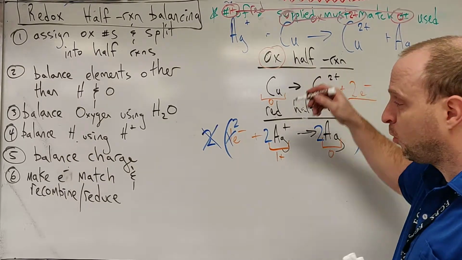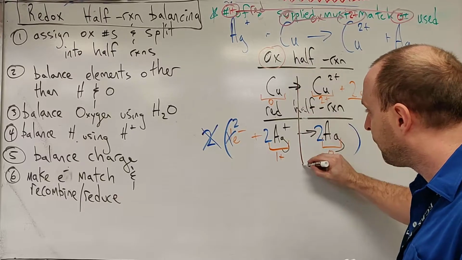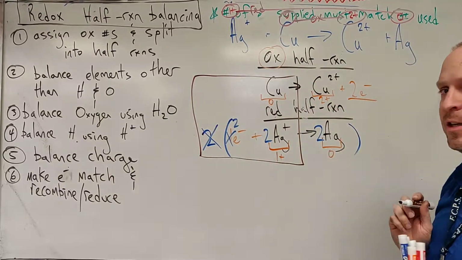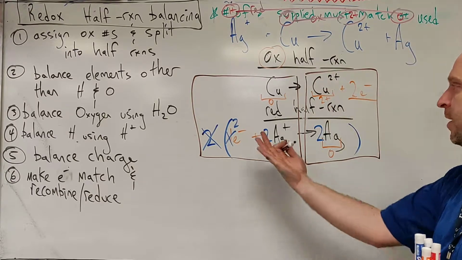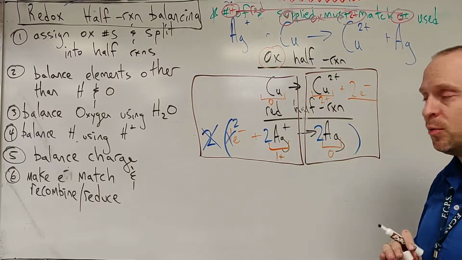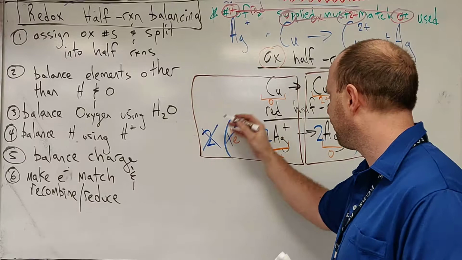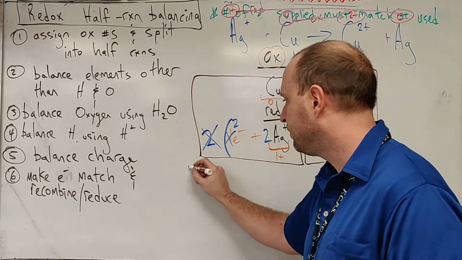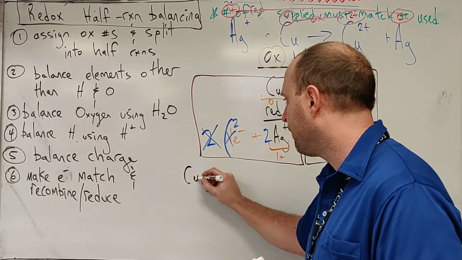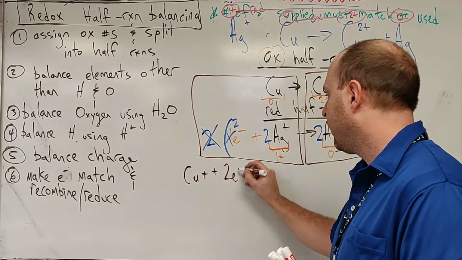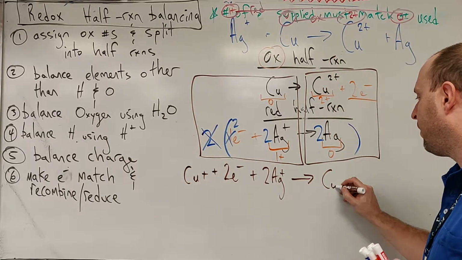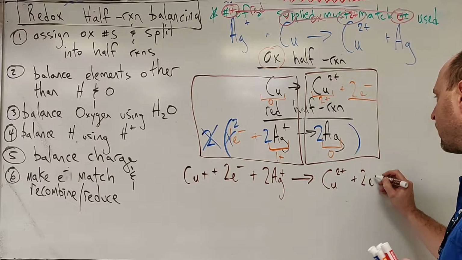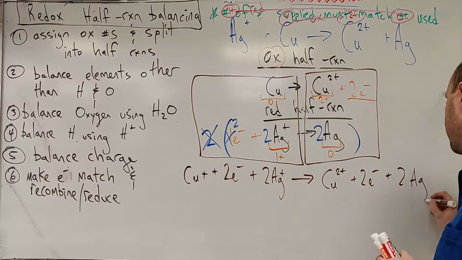So at this point, when you recombine, we're literally taking everything that is a reactant, and it's a reactant now, and we're taking everything that is a product, and it is a product now, as we recombine for one chemical equation. So I've got copper, and I've got 2 electrons, and I've got 2 silver ions, right? And that's going to give me copper ions and 2 electrons and 2 silver ions.